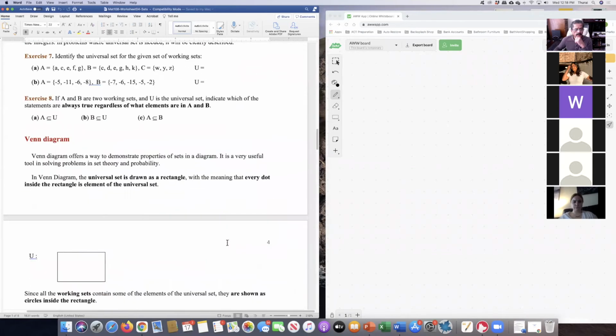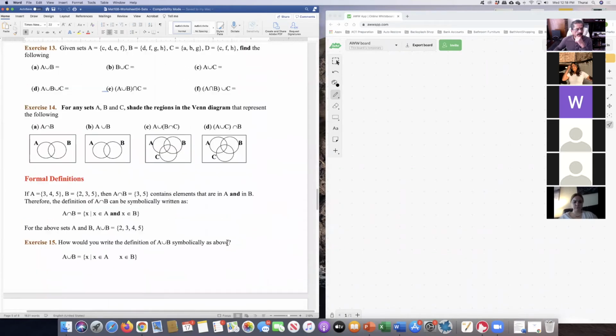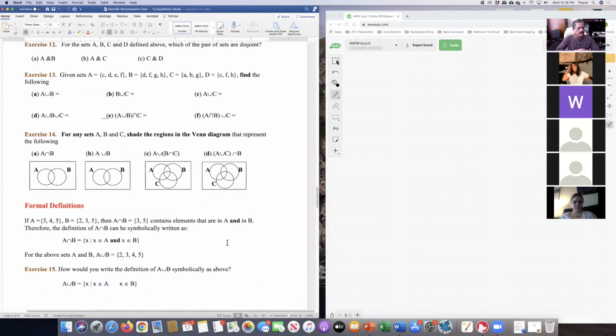Let's go to where we left off, right here. So basically, Venn diagram was our last topic. We'll be doing more exercises on the Venn diagram before we finish today. We need to understand the formal definitions now. Formal definitions for the intersection.